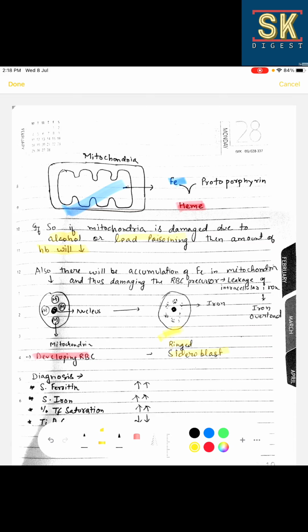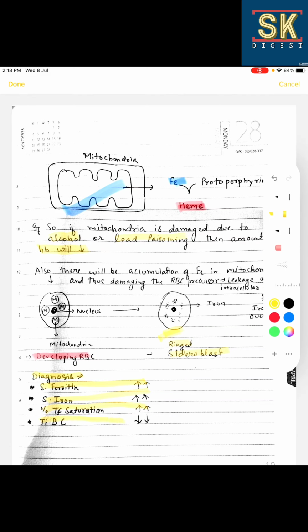And for diagnostic purposes, we can see here that the serum ferritin level will increase, serum iron level will also increase because of iron overload, then percentage transferrin saturation will also increase, and finally the total iron binding capacity will decrease. We know when serum ferritin level increases, TIBC decreases, and vice versa. So that's it about sideroblastic anemia.